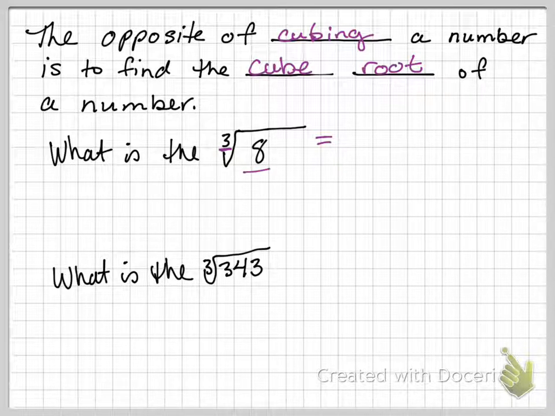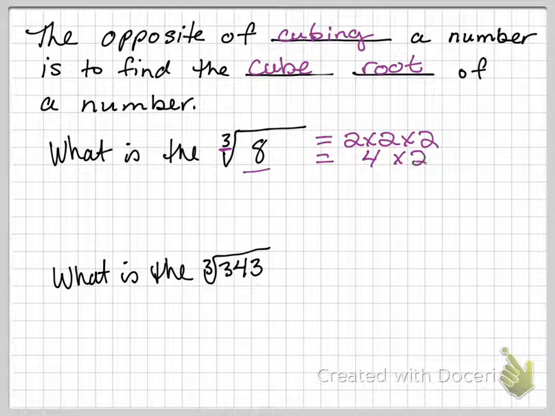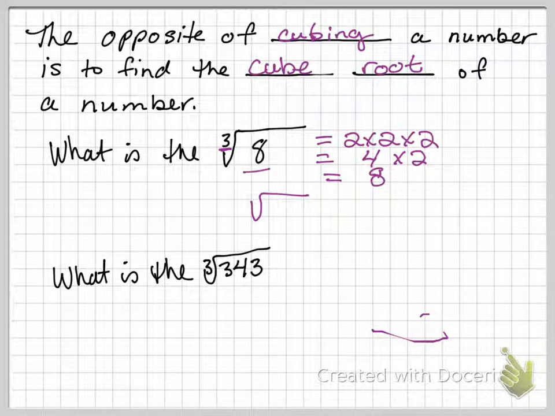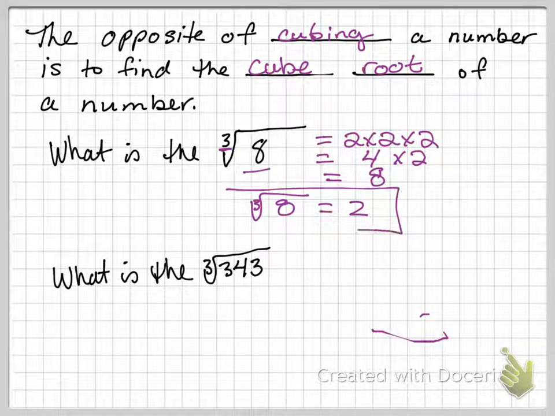So I wouldn't start with 1 times 1 times 1 because that would just give me 1. But we could try 2. 2 times 2 times 2. Well, let's think that through. So 2 times 2 is 4. If I multiply that times 2 again, that's going to be 8. So the cubed root of 8 is 2. So the cubed root of 8 is equal to 2. Good work.